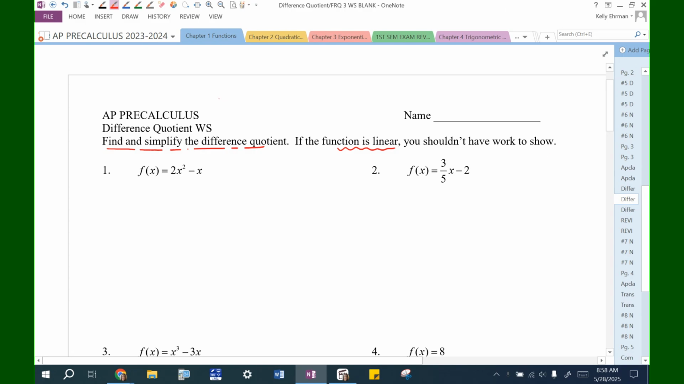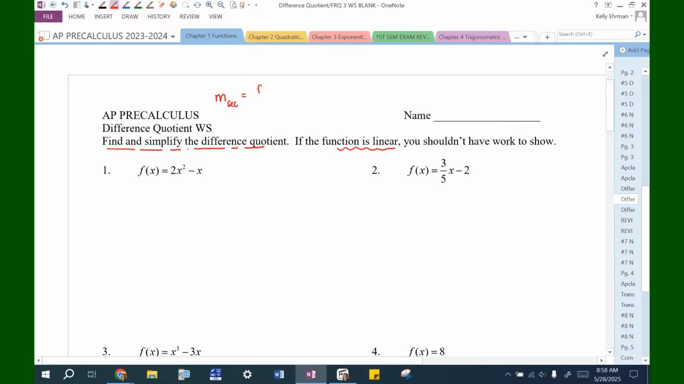Remember, the difference quotient represents the slope of a secant line. A secant line is just the slope between any 2 points on a function. If the function is linear, then it doesn't matter which 2 points you pick, the slope will always be the same. So that's why I say you shouldn't have work to show. But if the function is nonlinear, the slope will change depending on which 2 points you're looking at. So you need to have the difference quotient memorized.